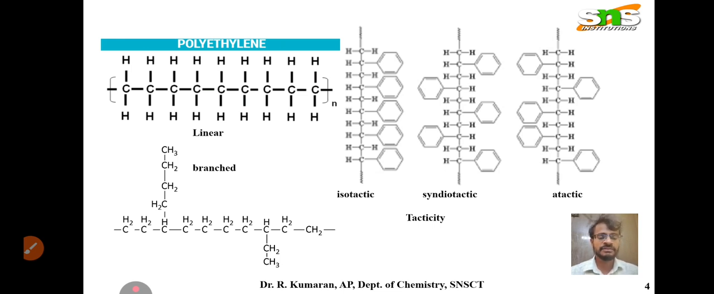And tacticity tells us in which direction the group is bonded. We can simply say the same direction, you can see, is isotactic. Oppositely adjacent carbon atoms is syndiotactic, where the phenyl ring is attached to the carbon atoms. And finally atactic, where the side groups are attached to the carbon atoms randomly. These are some of the examples of tacticity, that is how groups are bonded to the main carbon chain in the polymer. Okay, so these are some of the classifications of polymers.